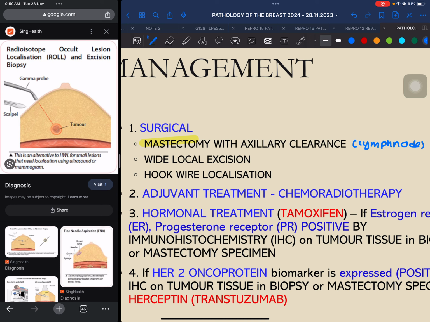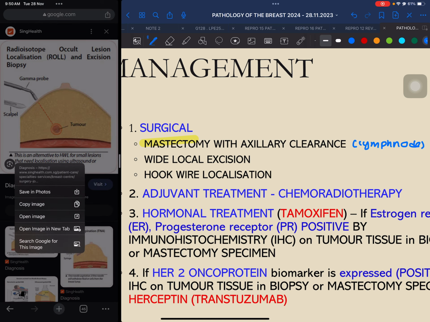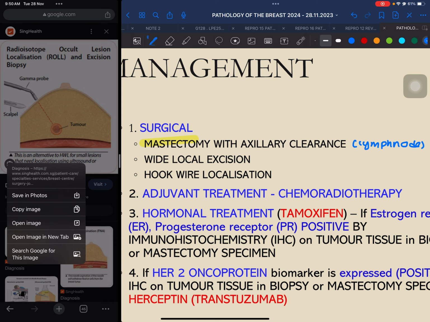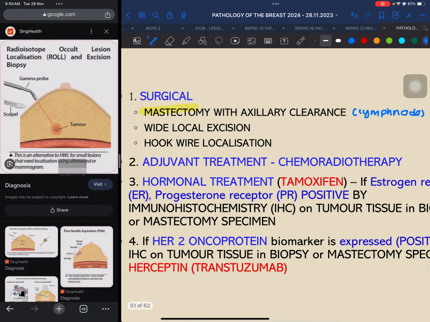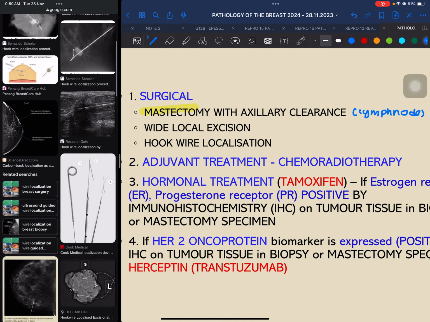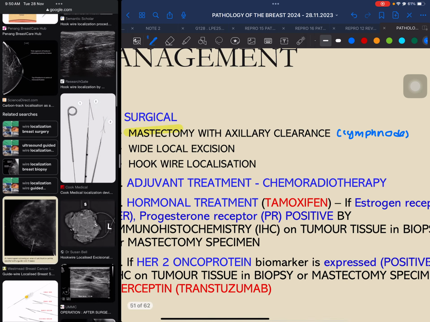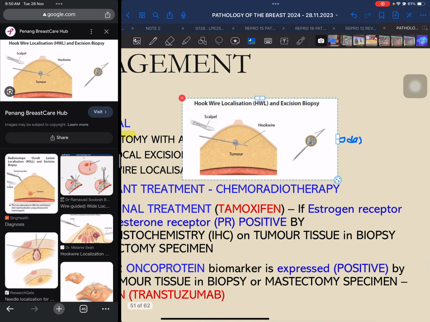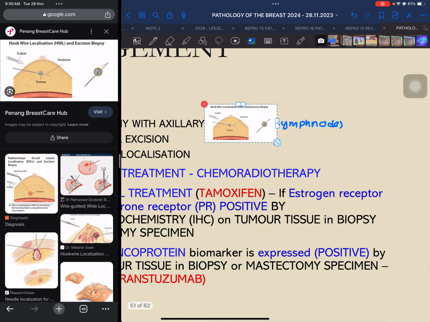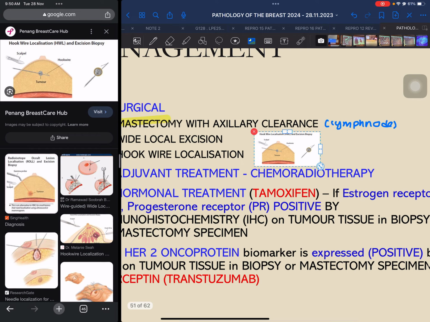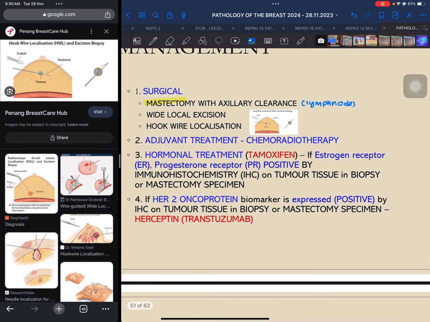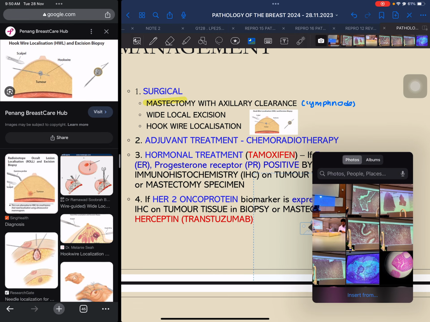They can give adjuvant treatment, the chemoradiotherapy, hormonal treatment, tamoxifen if the patient has estrogen and progesterone receptor positive, or they can give Herceptin or trastuzumab for HER2 oncoprotein positive. Alright, so that's for breast cancer, primary breast cancer that arises from the breast ductules.